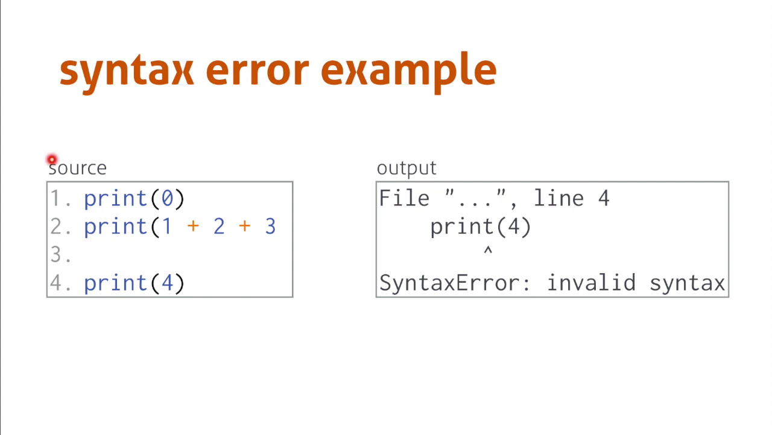Here's another example, and I'll put the source on the left with line numbers. And the output here is on the right. So we can see that we got a syntax error, and Python says that the problem is on line 4, but Python doesn't always get this right. In this case, the problem is actually on line 2, where I forgot to include a closing parenthesis here. And note that in this example, even though line 1 is perfectly fine, Python doesn't run it because it runs into a syntax error on line 2.